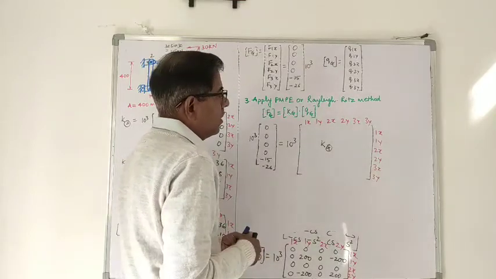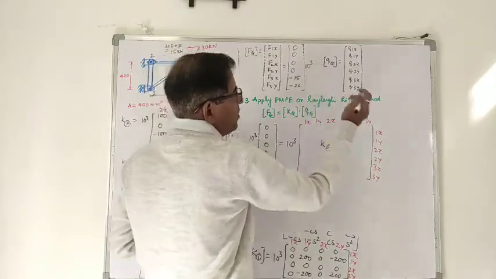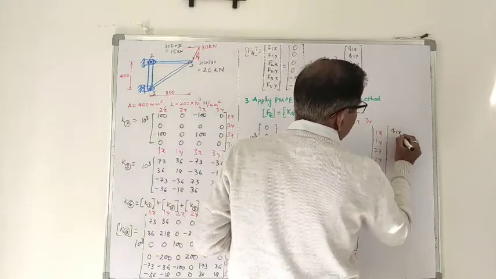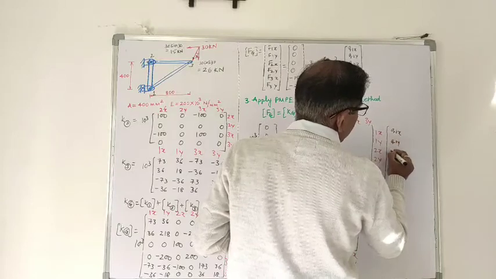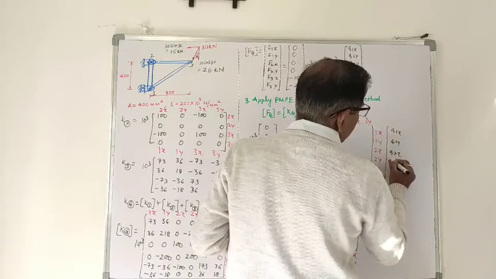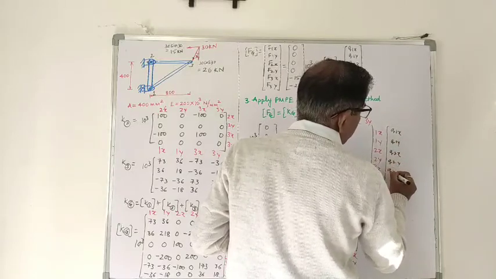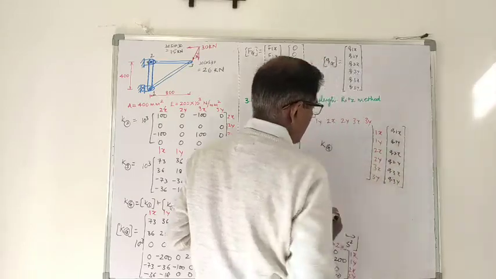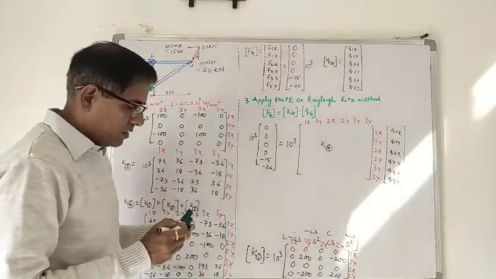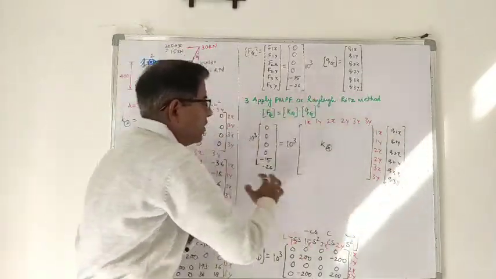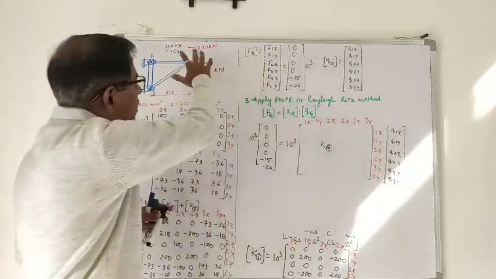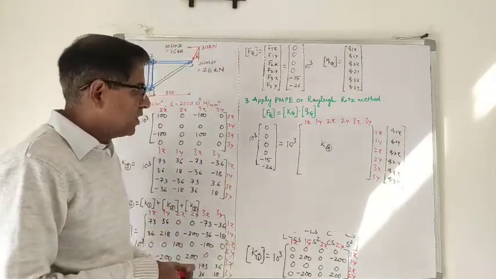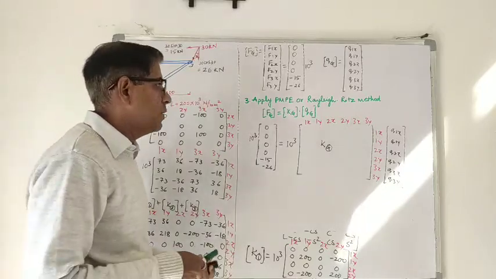And then the global displacement matrix, that is q1x, q1y, q2x, q2y, q3x, q3y. So this is the formulation of the truss problem. Now we apply the Gauss elimination method or Gauss elimination technique.